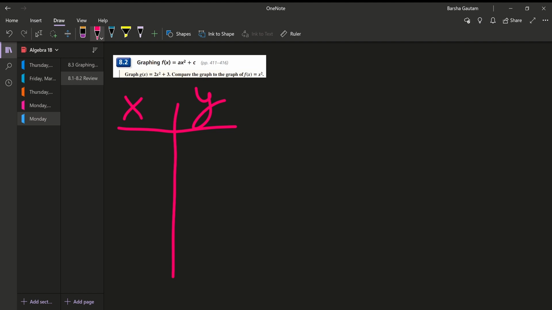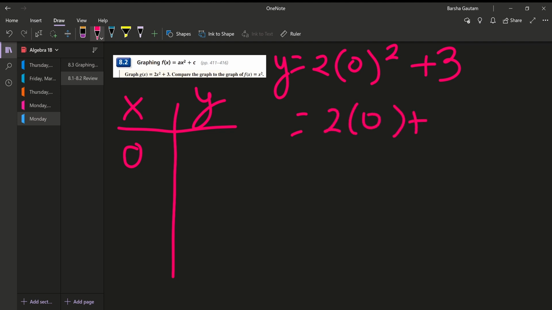So our favorite one, plugging in 0 for x. If we plug in 0, we have 2 times 0 to the power of 2 plus 3, right? So 0 to the power of 2 is 0, 2 times 0 is 0, plus 3. So we have y is equal to 3. So we're going to plug that in back here. And now we need to plug in a few more points. Let's try plugging in 1 this time.